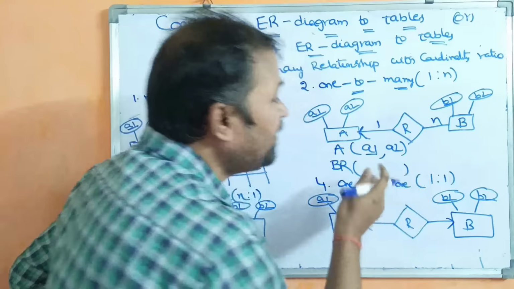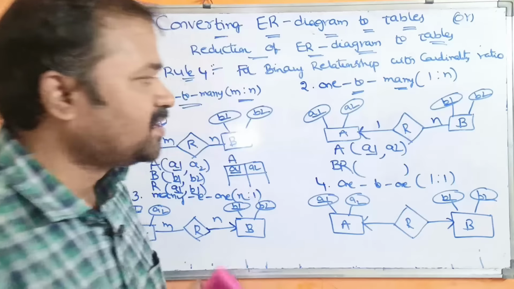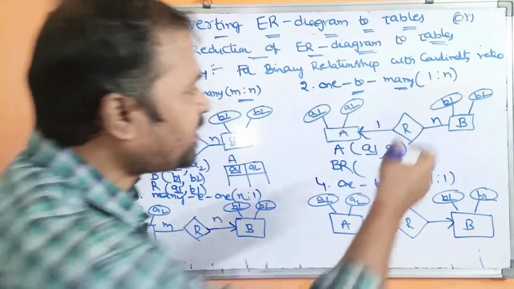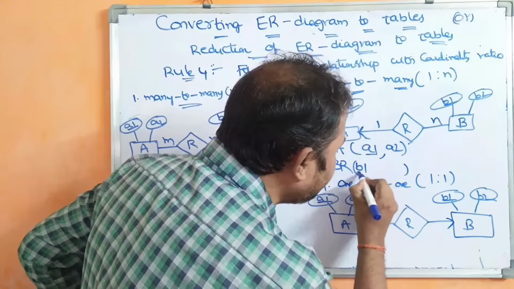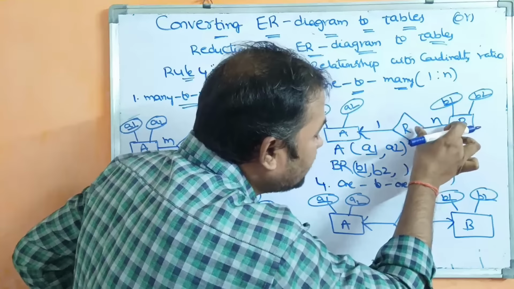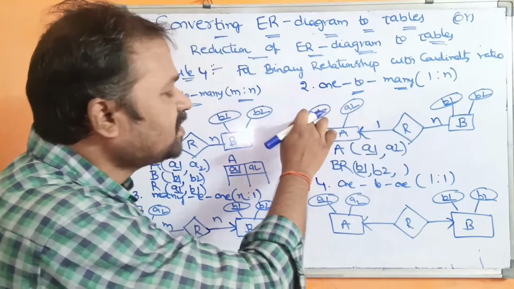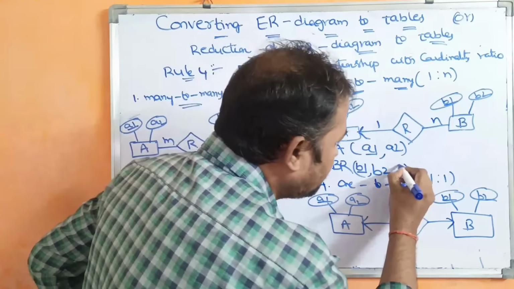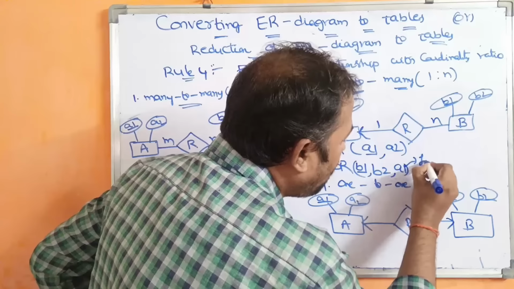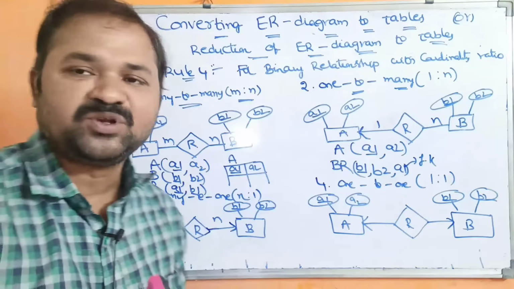So one to many, many means this B. So we have to combine B with R. The attributes of BR are B1, which is the primary key, and B2, and here we are combining the relationship with the B table. So we have to include A1 also. Now A1 will become the foreign key of this table. So two tables are required.